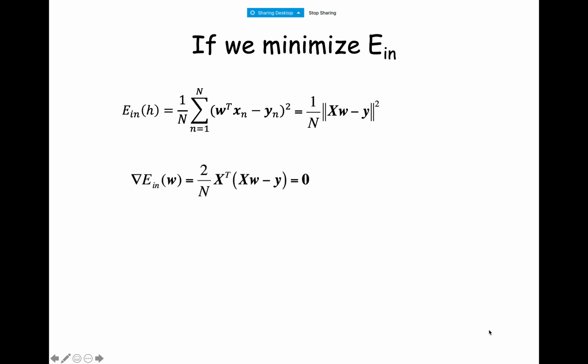Because 0 plus X transpose Y, or 0 plus anything, is the additive identity, and we have X transpose Y on the right-hand side of equality. So now we're left with this expression, and we take that expression, and now we make an observation. We have this X transpose X.